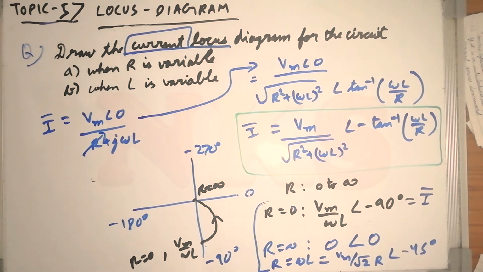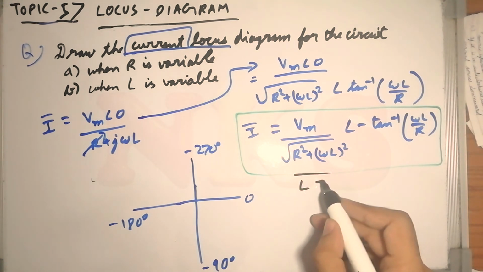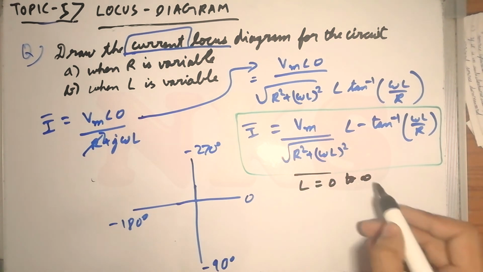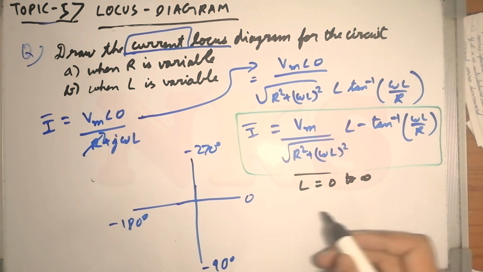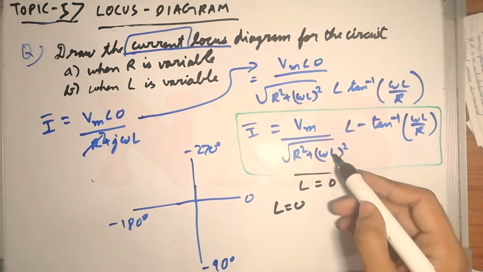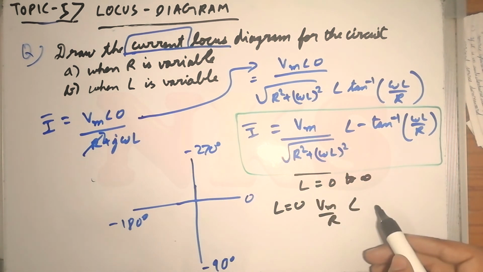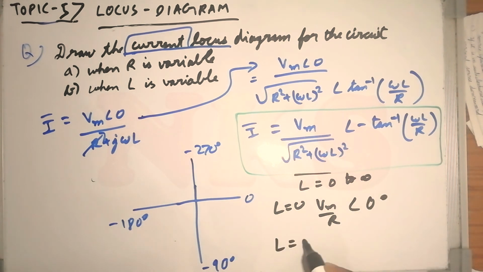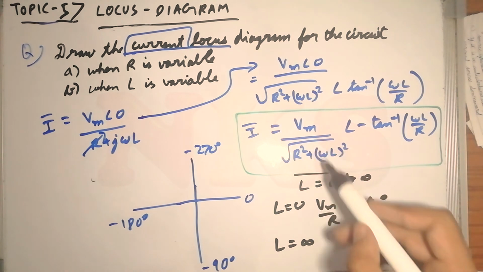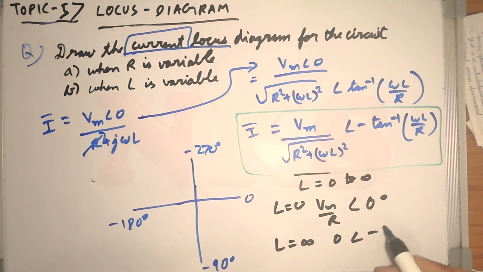Similarly, now we will see the plotting when L is variable. Let us see what happens when L varies from 0 to infinity. When L is equal to 0, put it here, so you will get Vm by R at an angle minus tan inverse 0, that will be at an angle 0 degree. At L equal to infinity, the value will be 0 at an angle minus tan inverse infinity, which is minus 90 degrees.